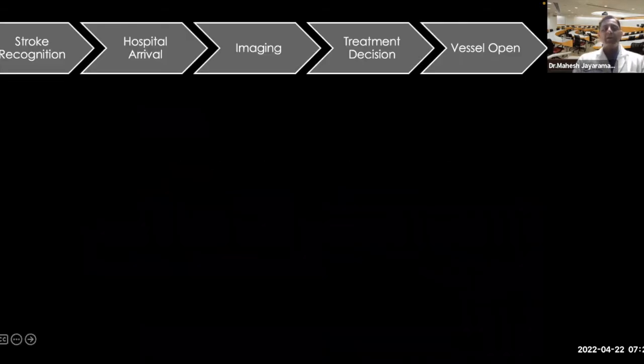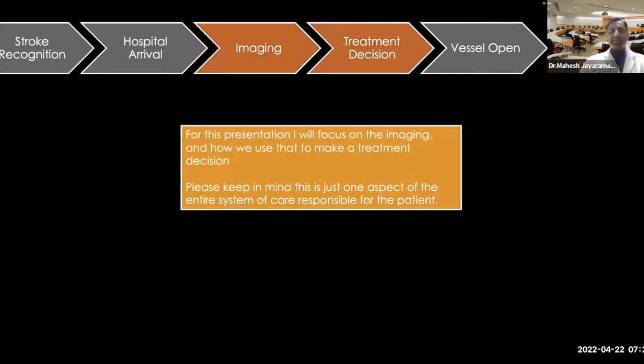So if we look at all of these steps, stroke recognition to hospital arrival, to imaging, imaging to treatment decision, to vessel open, I'm going to focus in this presentation on imaging and how we use the imaging to help us make a treatment decision. But please keep in mind, this is one aspect of the entire system of care for a patient. In many situations, the part from stroke recognition to hospital arrival is a much bigger challenge.